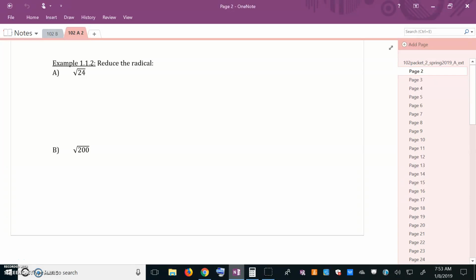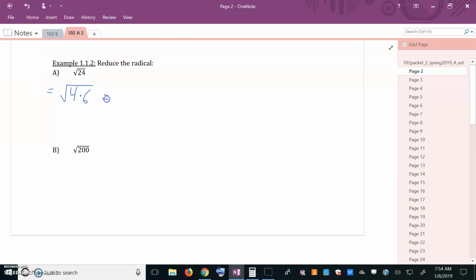Now, when we have radicals, sometimes we get perfect squares, but sometimes they aren't perfect squares. That doesn't mean we can't do anything to it, though. So, for example, the square root of 24, are there any perfect squares that multiply up to 24? And 24 is 4 times 6. 4 is a perfect square, so I'm just going to rewrite it as 4 times 6.